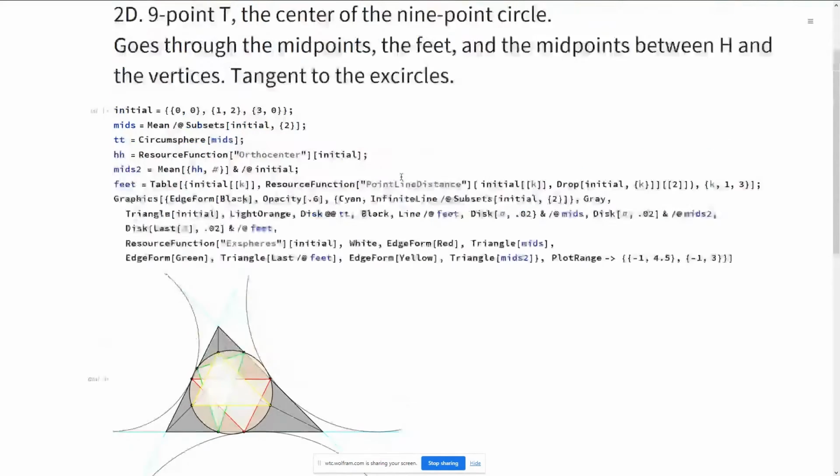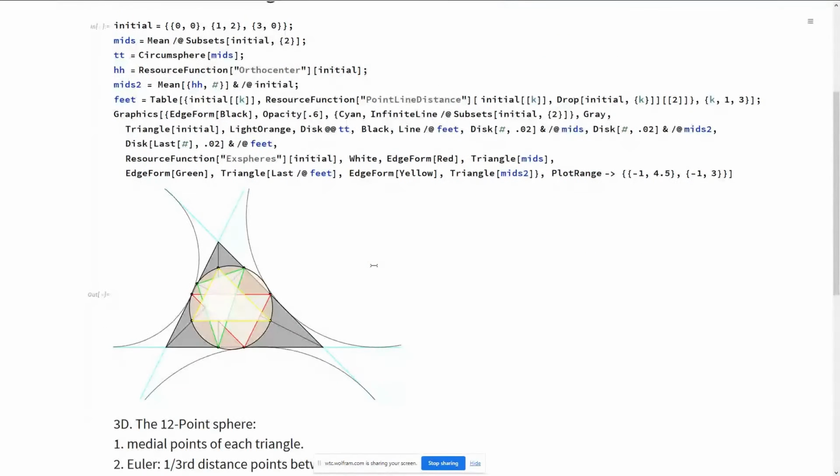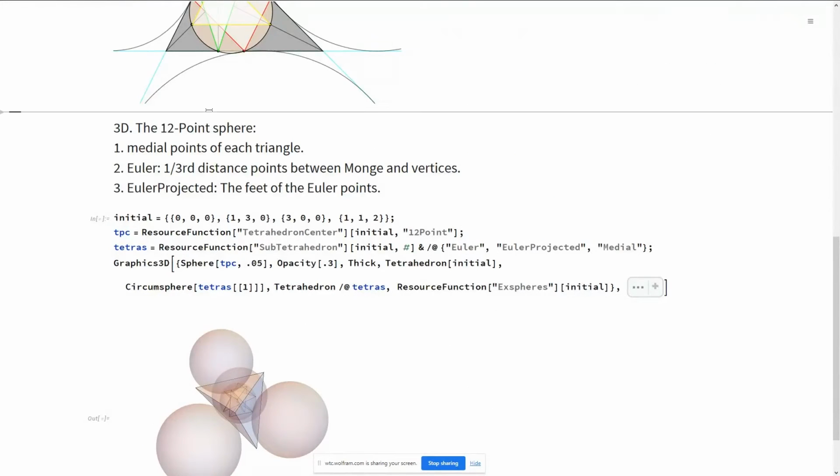We have the 3 generated: the altitude triangle, the medial triangle, and the Euler triangle all have points on the 9-point circle tangent to the X spheres. There's also something similar in 3 dimensions.